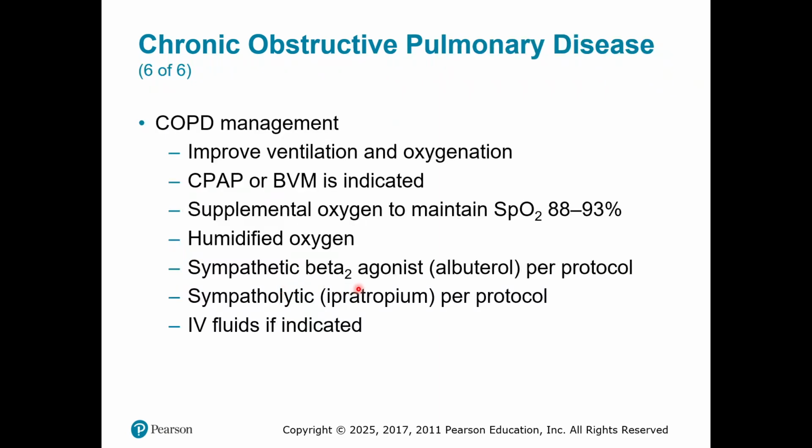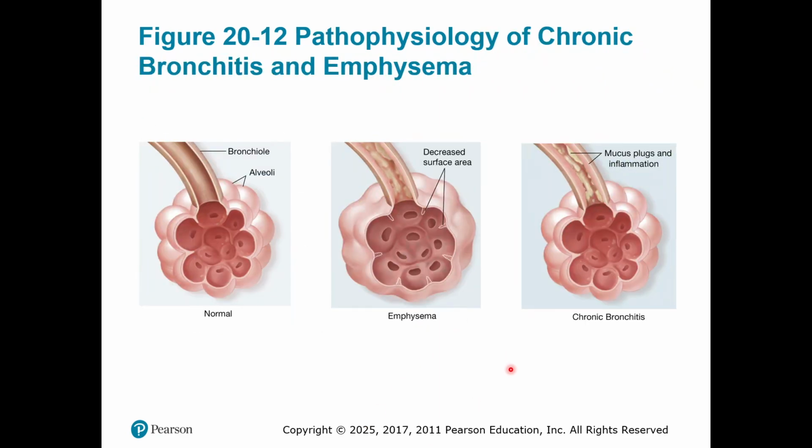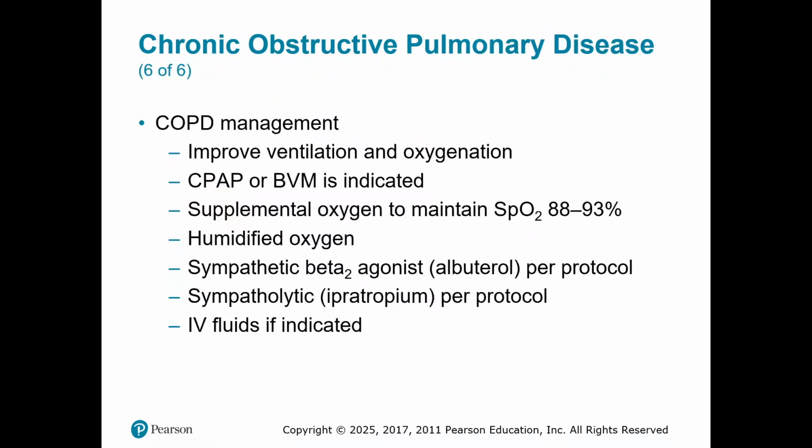Sympathetic beta 2, right? So we need some beta 2. Let's dilate the bronchioles and do what we can for the alveoli that are left so that we can have a better gas exchange maybe. Parasympatholytic, this is Atrovent, right? That helps dry that mucus plugging up, that's what Atrovent does. See that? Atrovent will attack that, try to dry that up. IV fluids aren't indicated. Just an IV is fine.